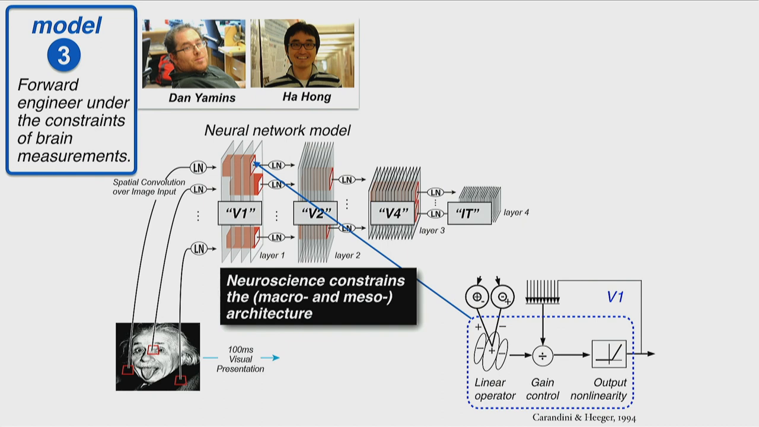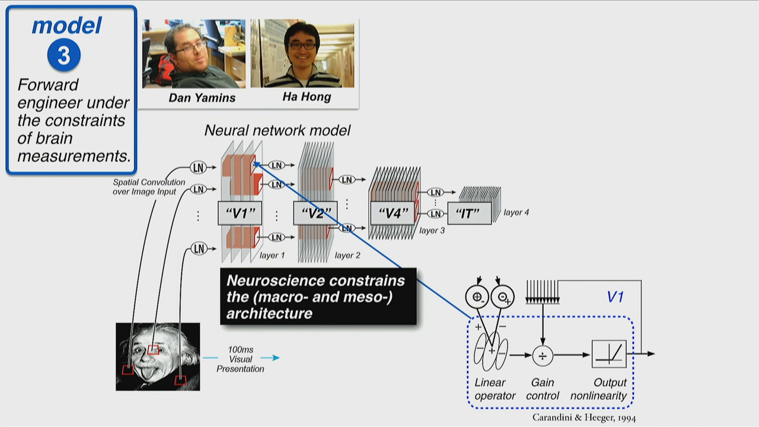So I say that this network is neuroscience-constrained; the constraint is on the macro architecture. That is, there are four layers, and things like that, you have the convolution across space. That is, you take the same filter type and you copy it across space here.